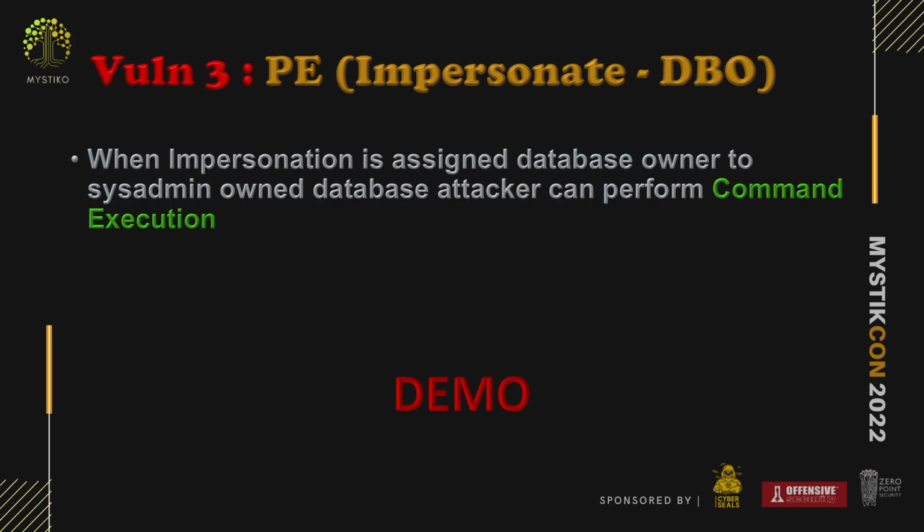So let's say MSDB is a database for which the SA account is the owner, and this DBO has the impersonate attribute. Then an attacker can impersonate that DBO in order to escalate privileges to SA. Let's just go with the practical approach and it will make more sense for sure.